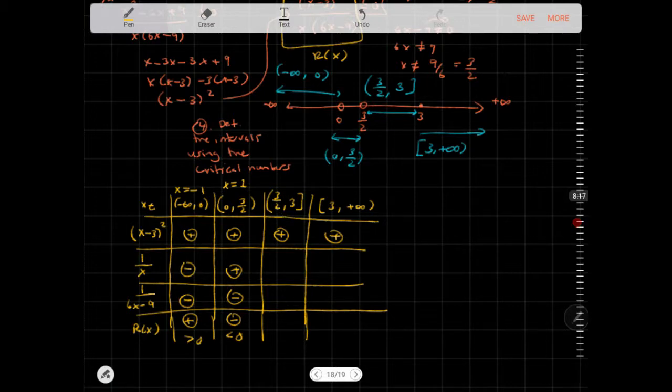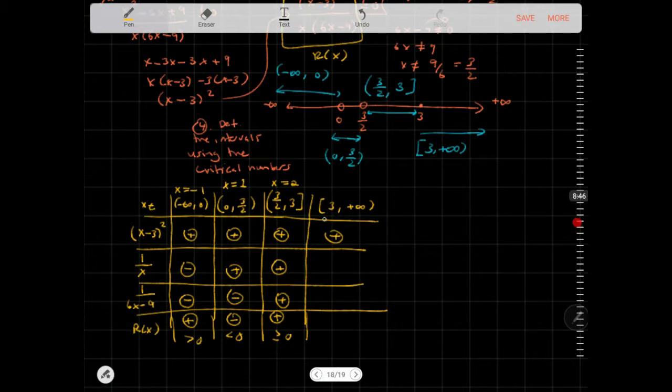Now, between 3 over 2 and 3, this is basically between 1.5 and 3. Let's say x is equal to 2. If x is equal to 2, then this is positive, and this is positive. If these are positives, then this also would be positive. So this is going to be greater or equal to 0. It's greater or equal to 0 because if x is equal to 3, we know that's an x-intercept, and it'll give us 0, right?